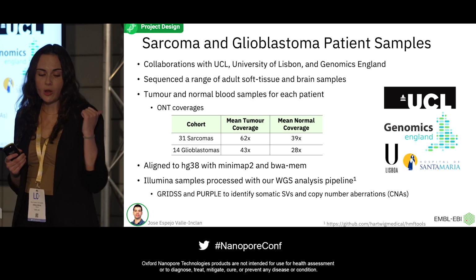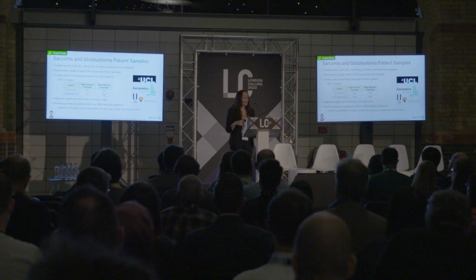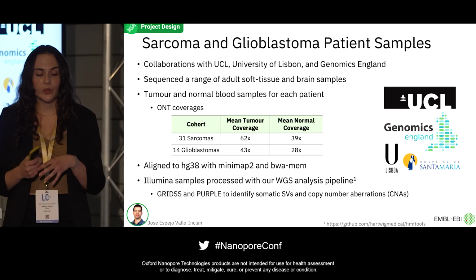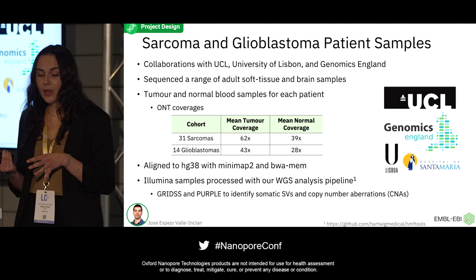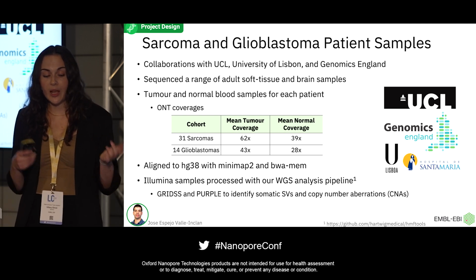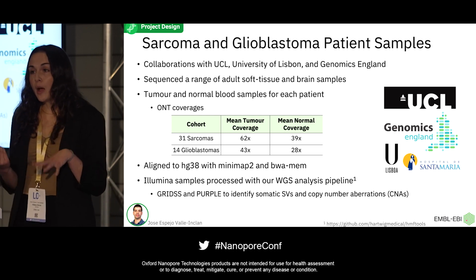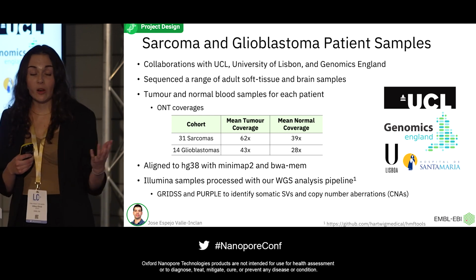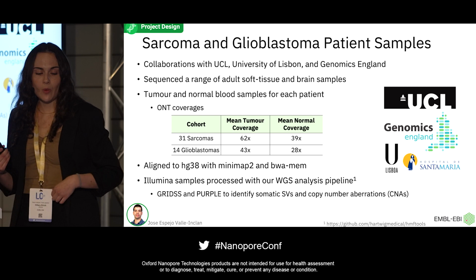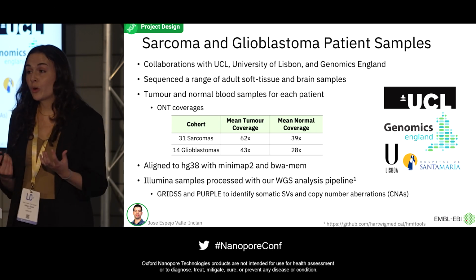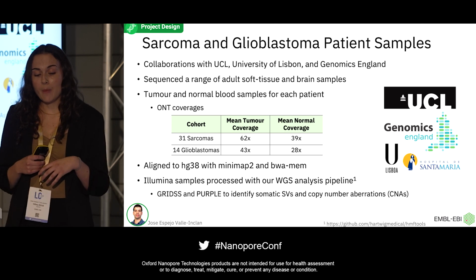With the help of a postdoc in the lab, Jose Vela Inclin, we've aligned all of this data to Human Genome 38 with Minimap and BWA-MEM, and we've processed the Illumina samples with our in-house whole genome sequencing pipeline, which uses GRIDSS and PURPLE to identify somatic structural variants and copy number aberrations. Of course, once we had all the Illumina data analyzed, we wanted to analyze the Nanopore data as well. But at the point of my PhD, there weren't really any tools available to do this.